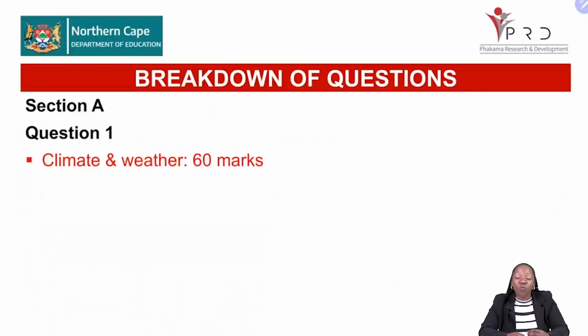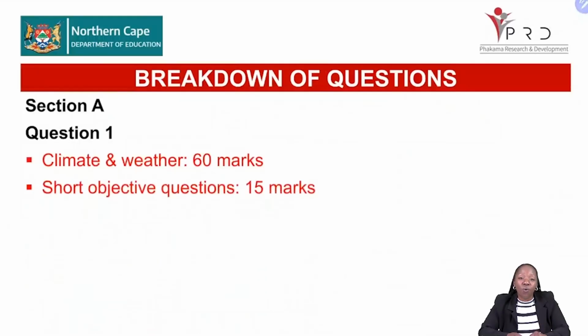So to better break down the questions, in your question 1, you should expect any question from your climate and weather. In there, the questions come in figures, your figure 1.1, 1.2, 1.3, 1.4, and 1.5. So in your figure 1.1 and 1.2, you should expect your short objective questions. When you're talking about your short objective questions, these are your one-word questions. They may come as a multiple choice where you are given 4 options to choose from, or they may come as column A and column B.